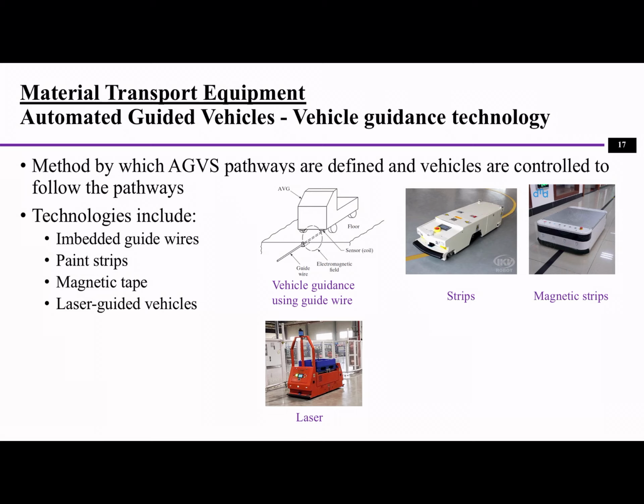Another one is to use strips, either color strips or magnetic strips, to guide the vehicles. Also, you can use lasers, right? Laser or radar to sense obstacles and also places, and then to guide the vehicles. So really different technologies. Now because it's getting smarter, we can also build a map of the factory, and use some machine learning or artificial intelligence, other programs or algorithms to guide the vehicles.